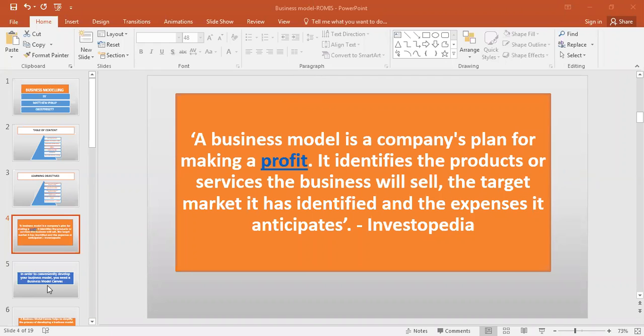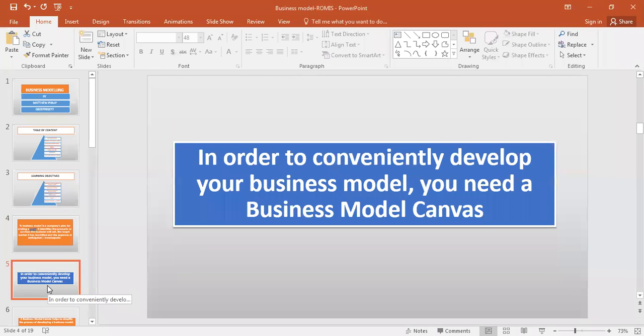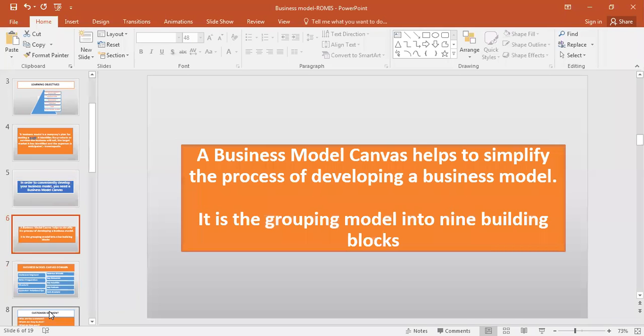So business model looks technical and complicated. So in order for you to develop a business model that can be easily understood by every stakeholder, you need what we call a business model canvas. And a business model canvas is what? It helps to simplify the process of developing a business model. It has to do with grouping every section or activities or domain of your business. It groups them or classifies them in 9 building blocks.